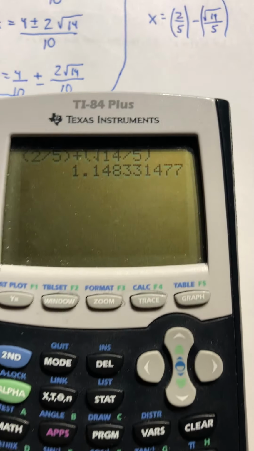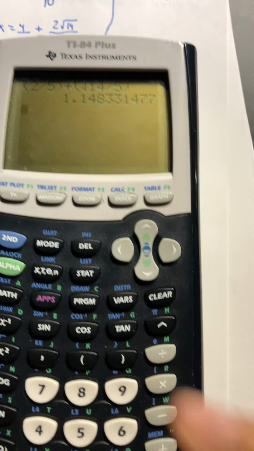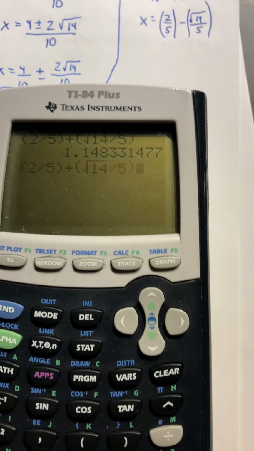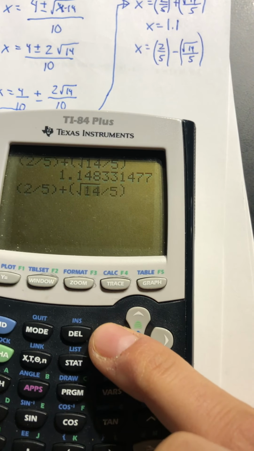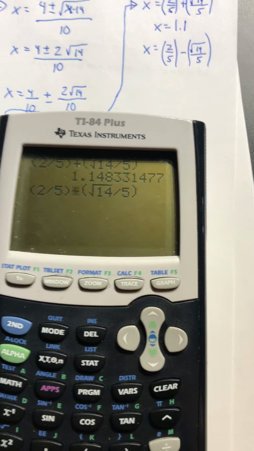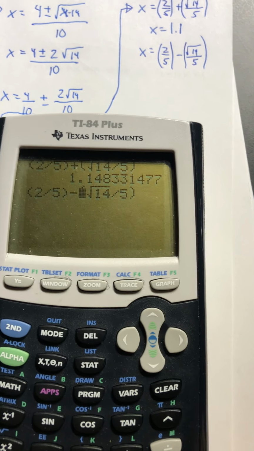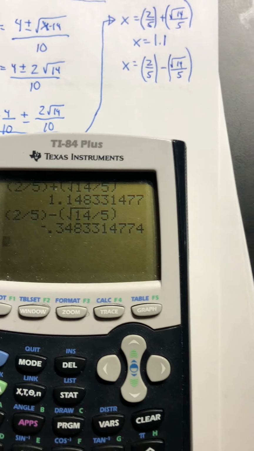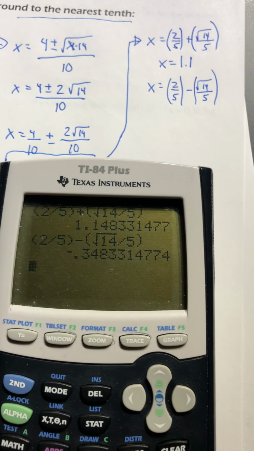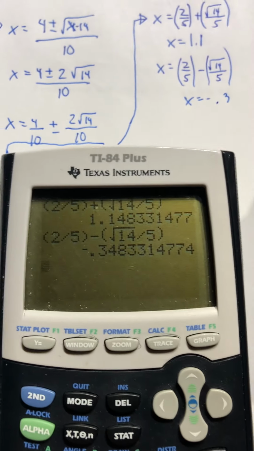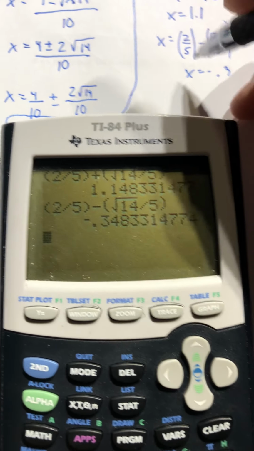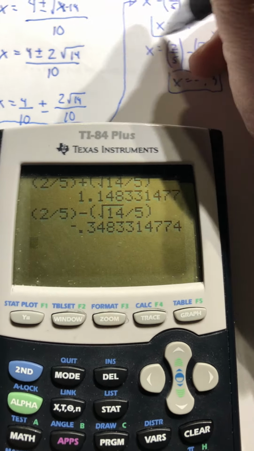Now I'm going to do the same thing, but now I'm going to subtract. So I just do second, enter, and whatever I most recently plugged in will show up. And I'm just going to change this to subtraction. So now at the nearest tenth, that would be negative 0.3. So what this means, those are my two solutions.